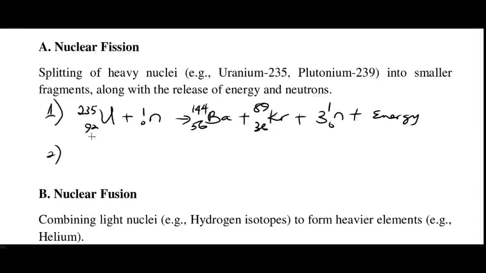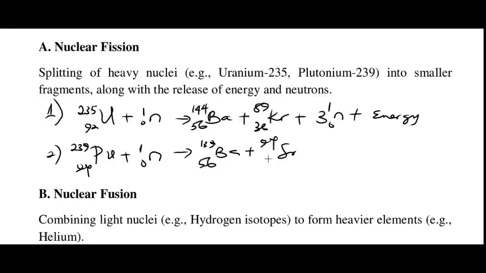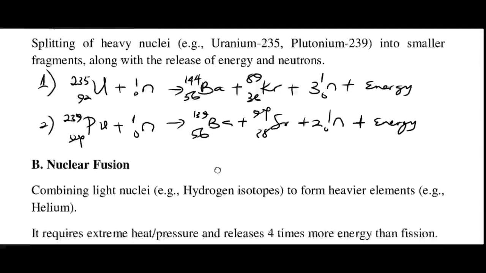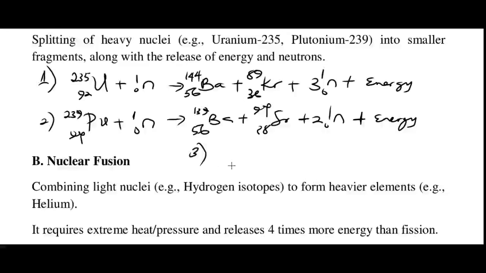Then we can also have plutonium. Plutonium can split, Pu 239 94 plus neutron can split to barium and strontium, 56 plus 94 38. Then our neutron becomes 2 here, plus energy. All right, then we can have a third example.